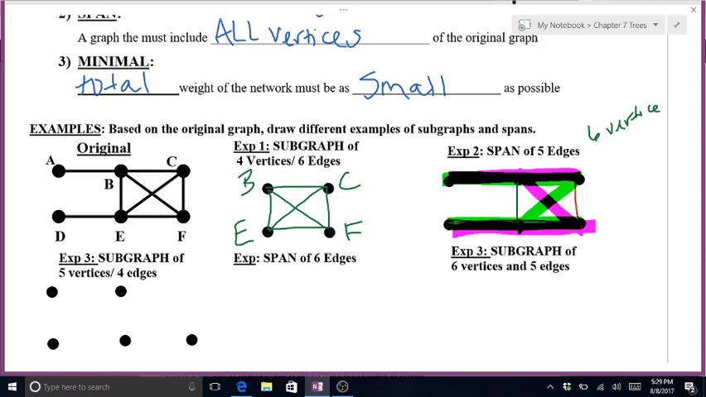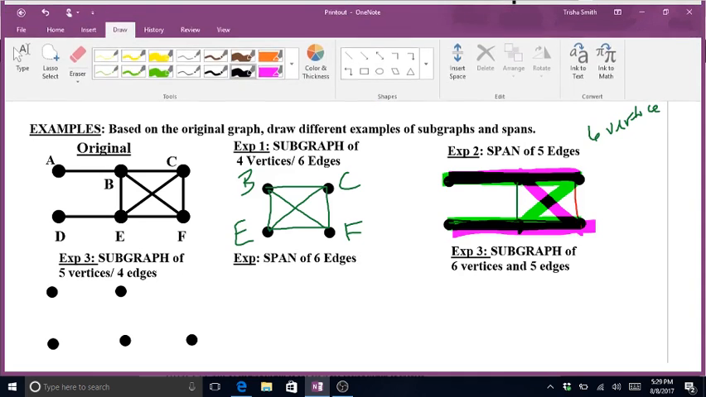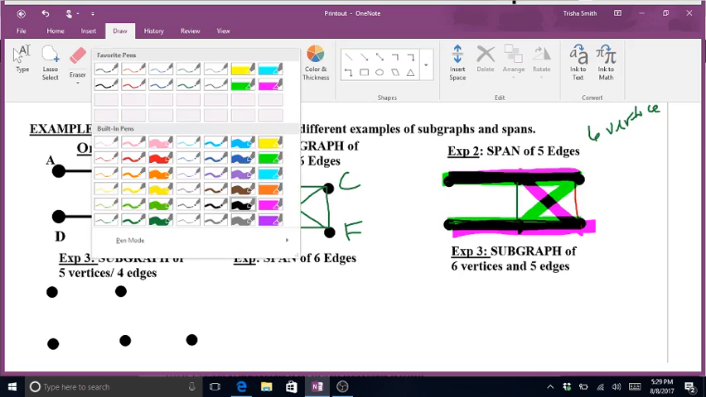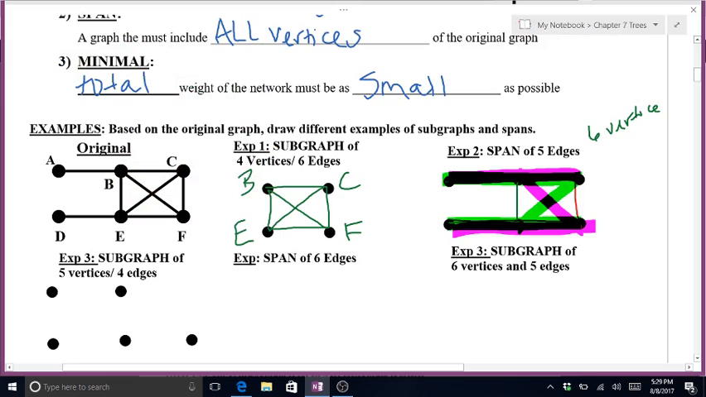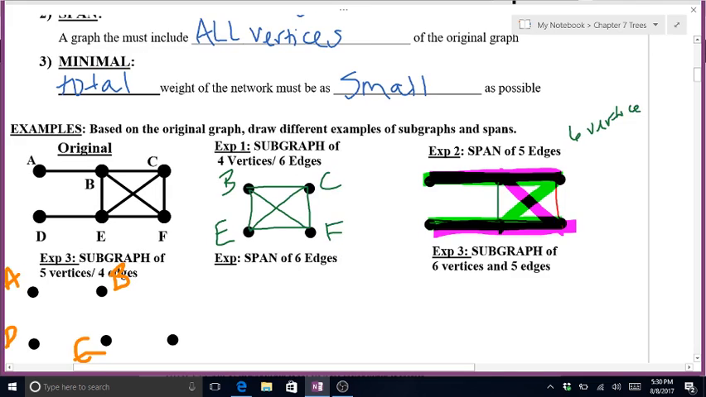Remember, our only rule for a subgraph here is to connect all of them using 4 lines. So, if this was A, and this was B, this was D, E, and F, there was only one choice to connect A and B, so there's one edge. B and F was connected, that's 2. Here's 3 edges, and here's 4 edges.